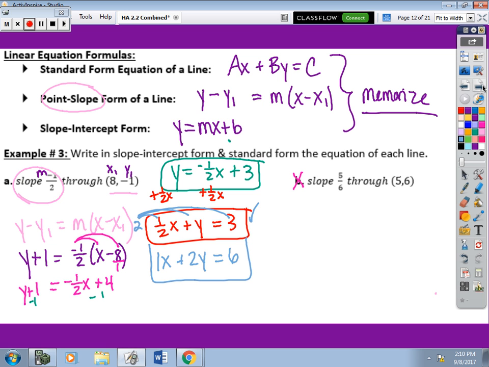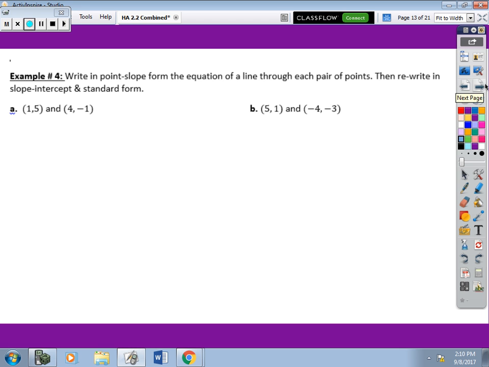All right, the next one, we'll skip B. Asks us to do the same thing, but we're not given the slope this time, we're given 2 points. So our first step would be, Augie? Do y from 1. Good, we're gonna find the slope using that formula. y2 minus y1 over x2 minus x1. Point 1 is our x1, y1. And point 2 is our x2, y2.